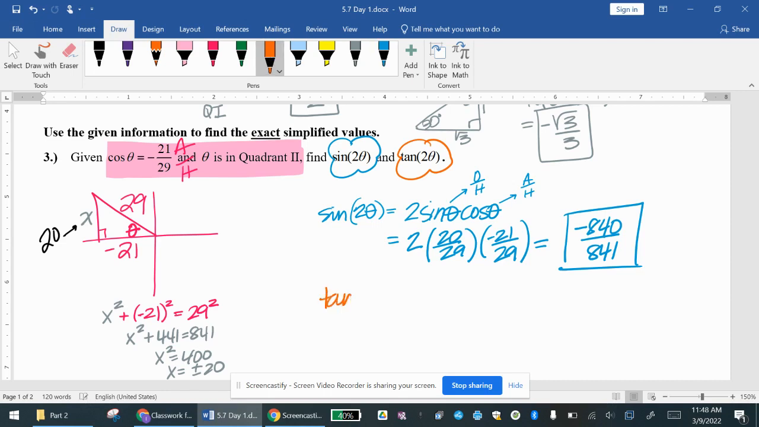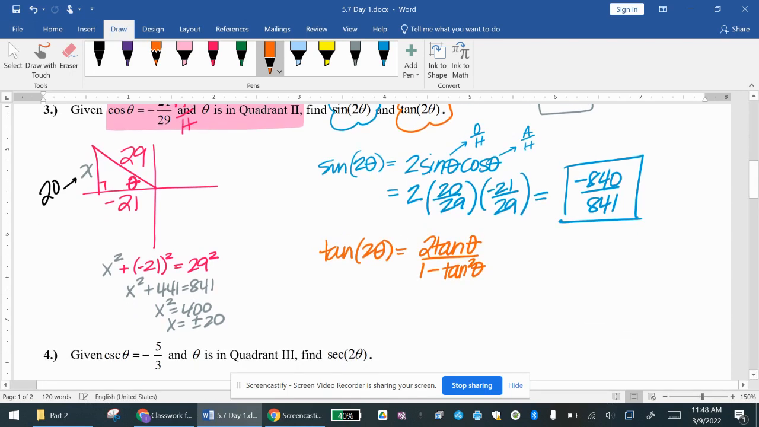Okay, they also wanted the tangent of the double angle. So that pattern is 2 times the tangent of the angle divided by 1 minus tangent squared of the angle. Okay, so tangent is opposite over adjacent. So opposite over adjacent in this case is 20 over negative 21, divided by 1 minus the tangent, but squared.